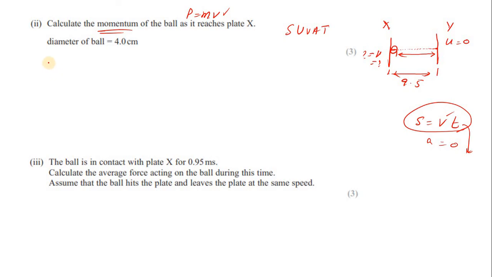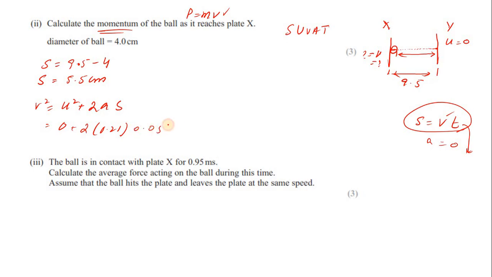So distance traveled by the ball is 9.5 minus the diameter. So first we find the distance traveled. S is equal to 9.5 minus 4, which is 5.5 centimeter. This is the distance traveled. Now we can use the suvat equation: v squared is equal to u squared plus 2as. So 0 initial velocity plus 2 times a, where a is the acceleration that we found in the previous part, 0.21, into s. s is the distance, 5.5 divided by 100, 0.055. This is v squared. Once you solve this, v is equal to 0.15 meter second minus 1.